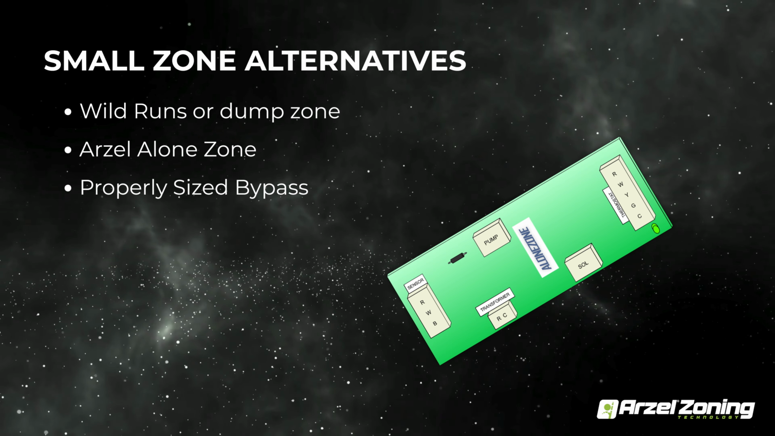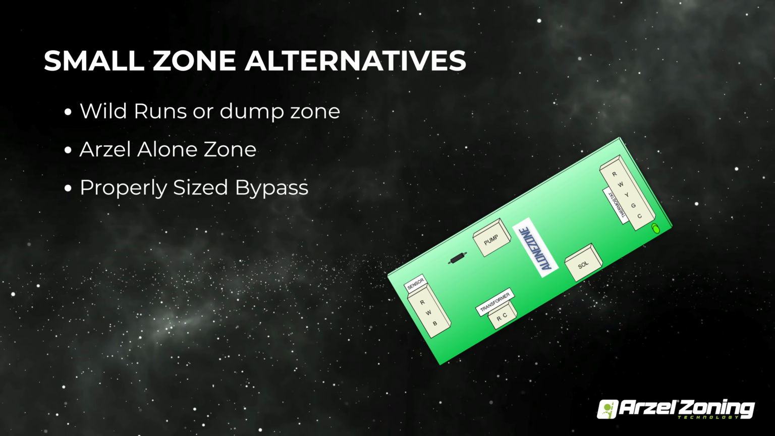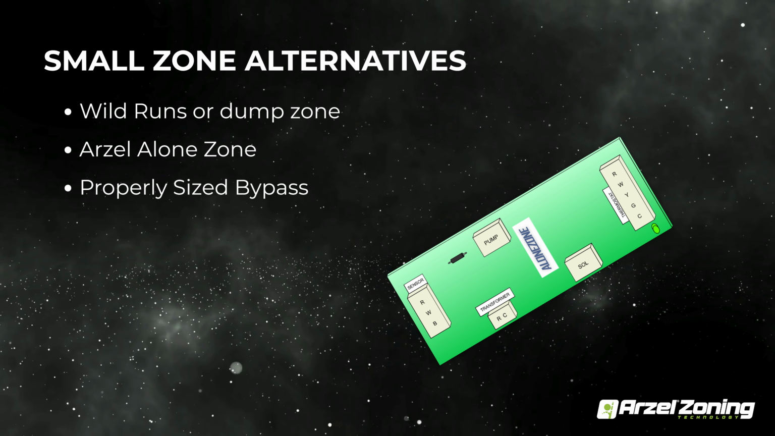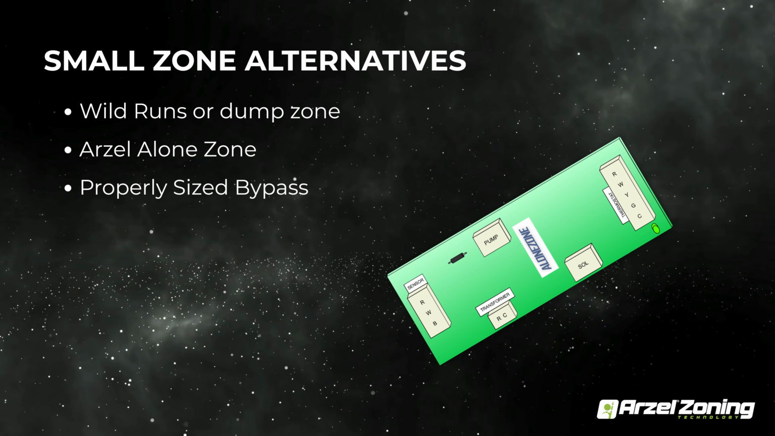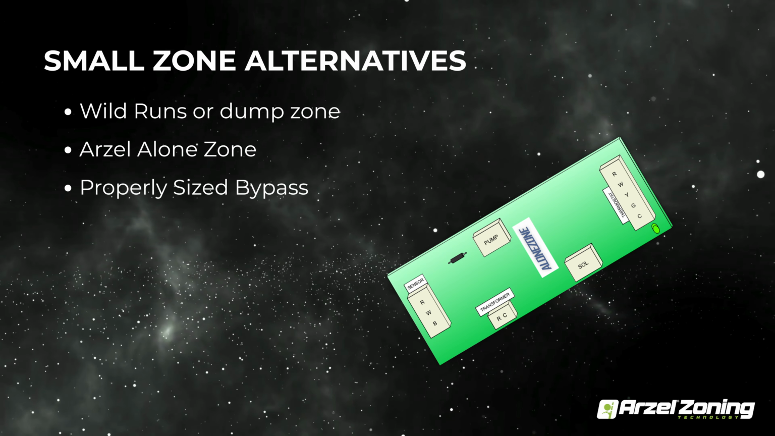That's a small zone alternative as well. If you do have to go smaller than the 33% PSC blower or 25% on ECM, you can use a bypass. It's just important that you properly size that.